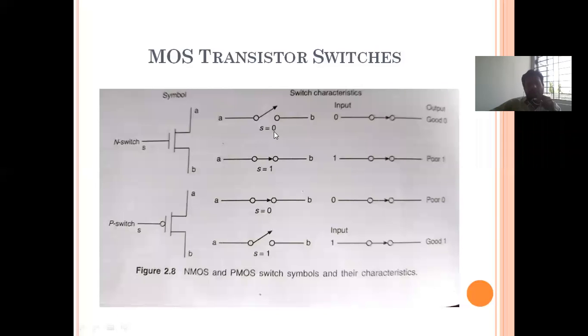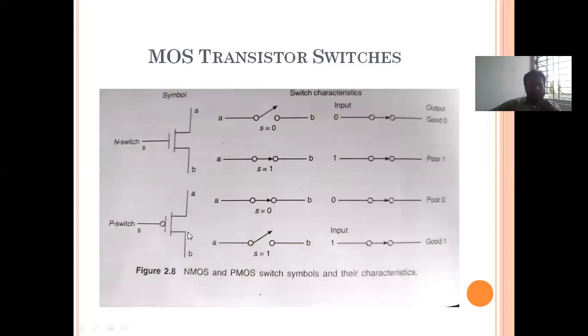So the NMOS, when we apply 0 on the gate terminal, acts as an open switch. When we apply 1 on the gate terminal, it acts as a closed switch. Suppose the input is 0, it will be a good 0, and when we apply 1, it will be a poor 1. Why the poor 1? Because here the switch is open.